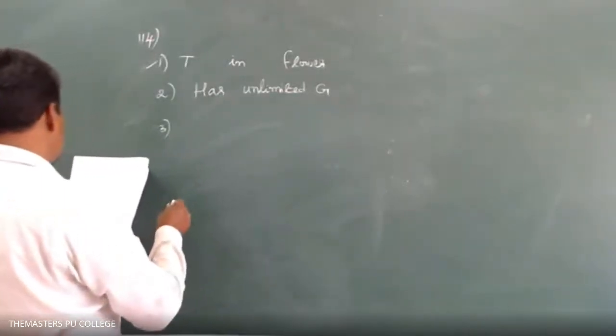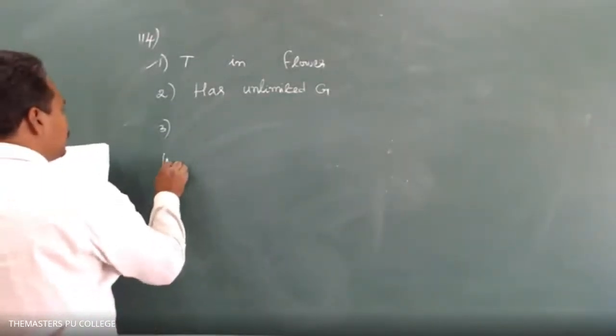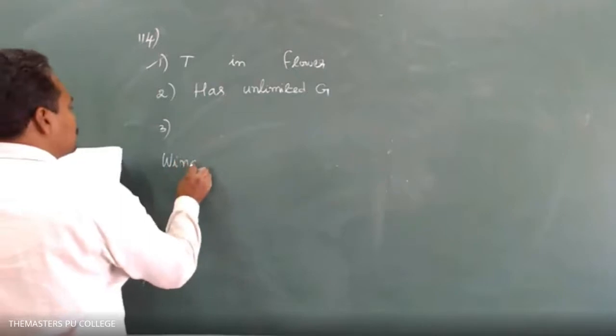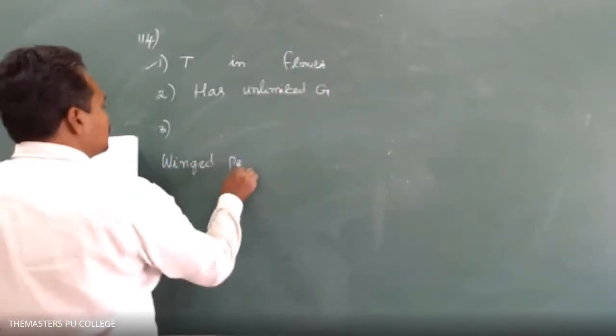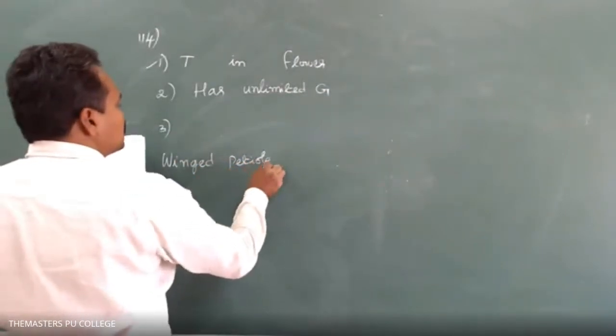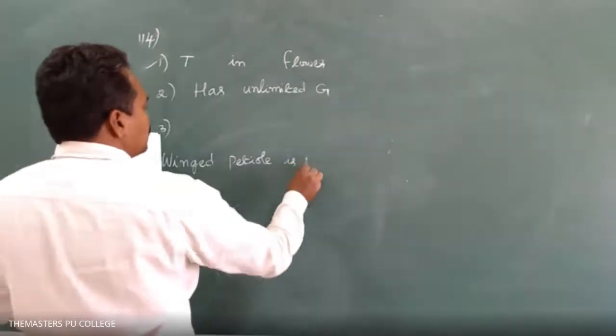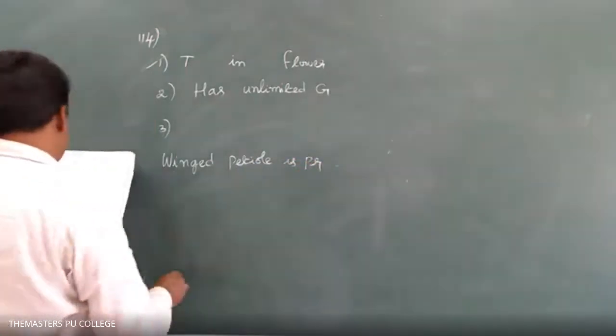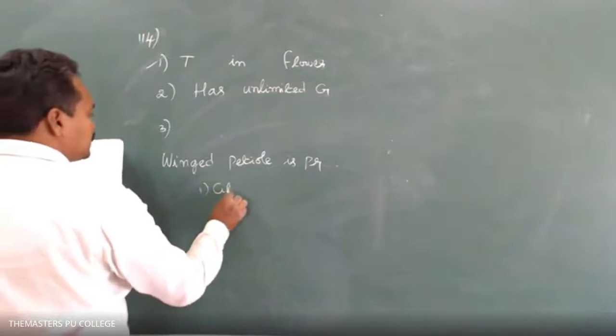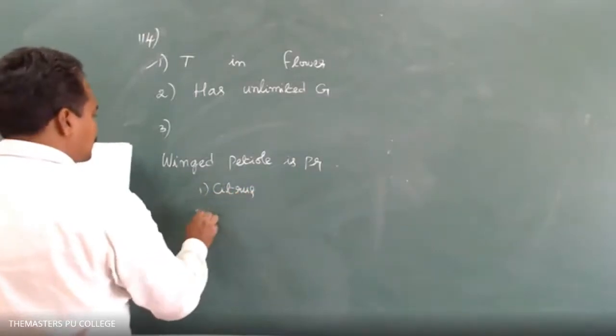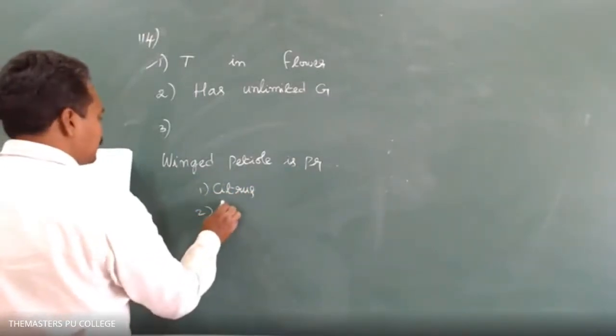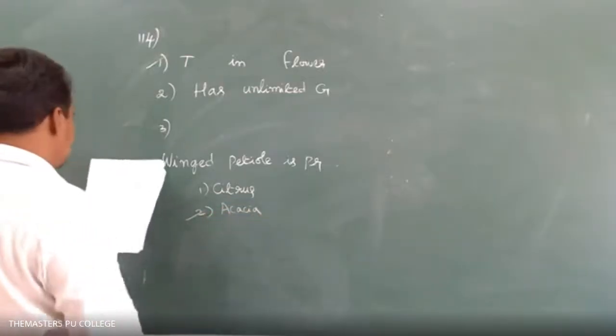Next. Winged petiole is present in which plant? Option 1 citrus. Option 2 acacia. Very good. Option 2 is okay.